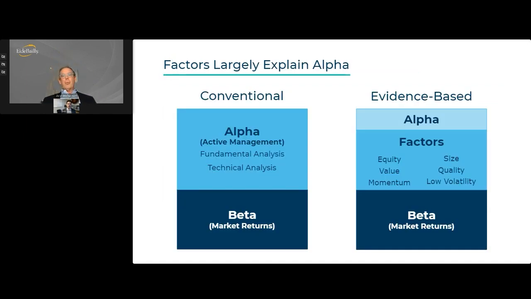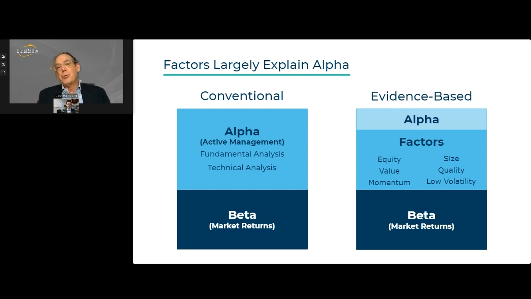So the way we view the world as fixed income and equity investors who use factors is, on the left side, we think of the conventional way of viewing performance, and that is that you get the market return. You get that from just investing in VTI, Vanguard's Total Stock Market Index. You get it very cheap. And if you do something different relative to that benchmark, whether you're doing fundamental analysis or technical analysis or market timing or stock picking, that generates what we know as alpha.